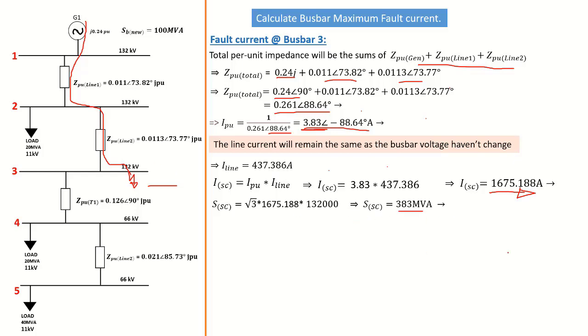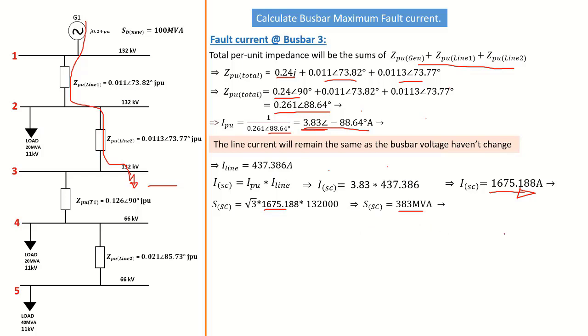Moving on, we may also, as we have seen, calculate the total short circuit MVA that is available based on that short circuit current. That is basically replacing the current into this apparent power formula. That will then give us a value of 383 megavolt ampere as the magnitude of the prospective short circuit MVA.